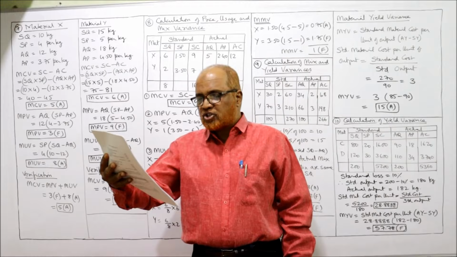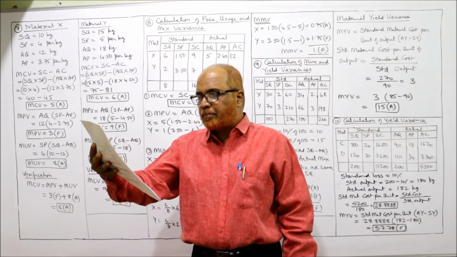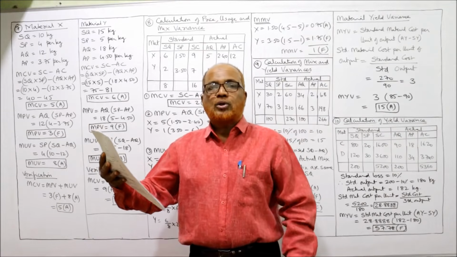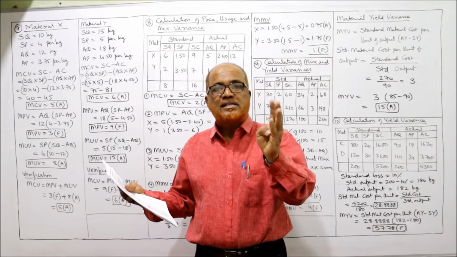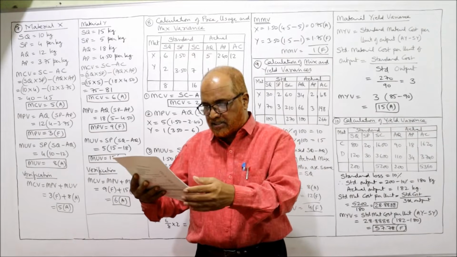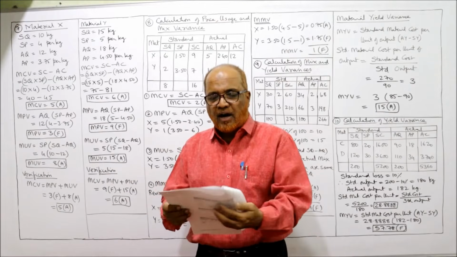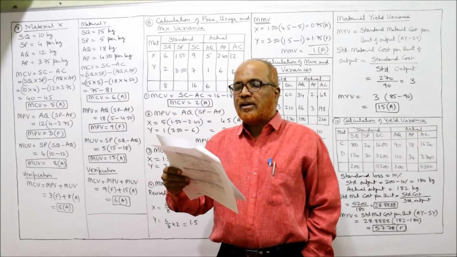From the following information, calculate material cost variance, material usage variance, and material price variance separately for X and Y. So 3 variances we have to calculate: MCV, MPV, MUV, separately for X material and Y material. We are given the data regarding X material and Y material. What is the information given?